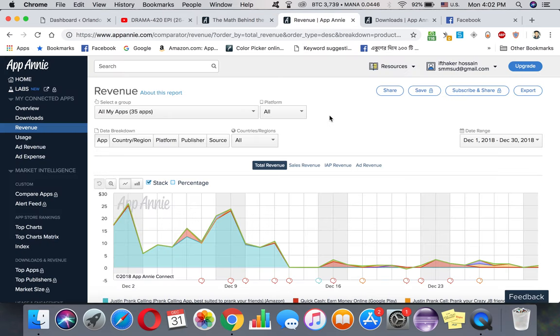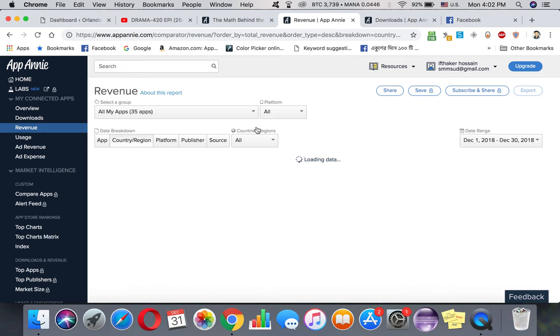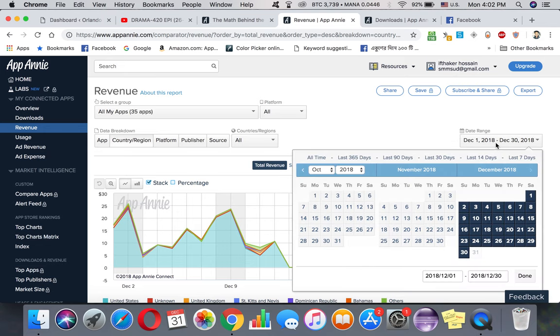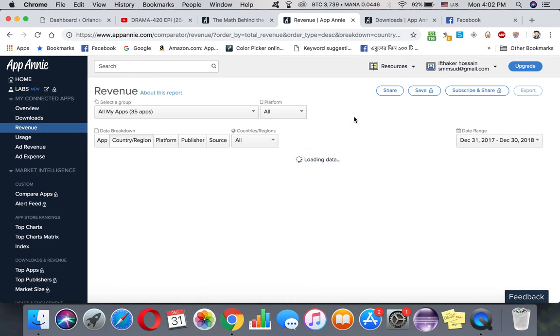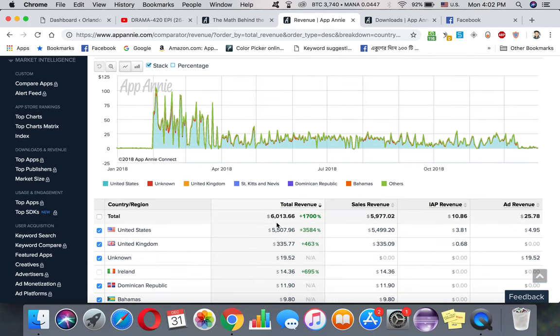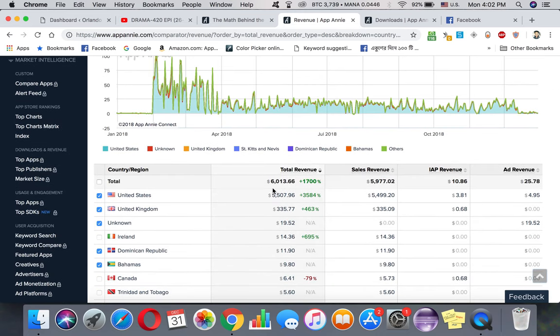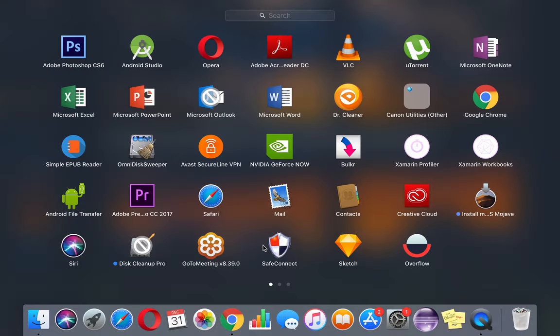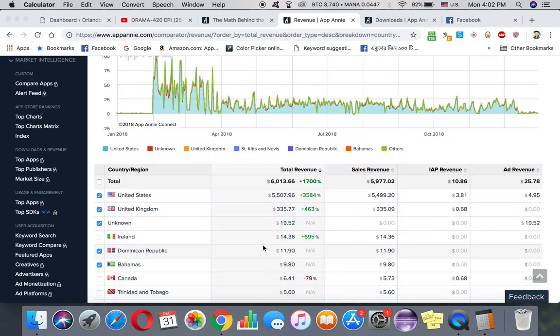Now the revenue, it means it's all in-app purchase revenue, or you know, sales revenue. I'm gonna do a 365 days thing in 2018, so the in-app purchase or the sales revenue is $6,013.